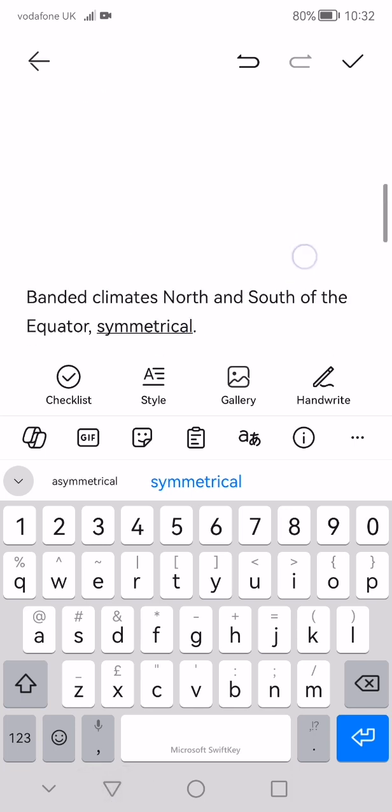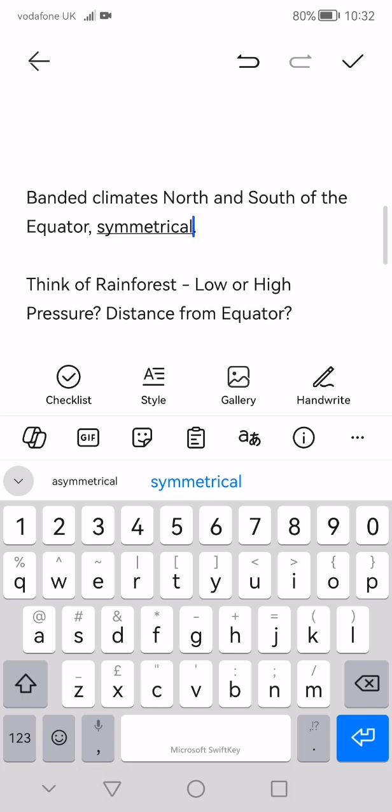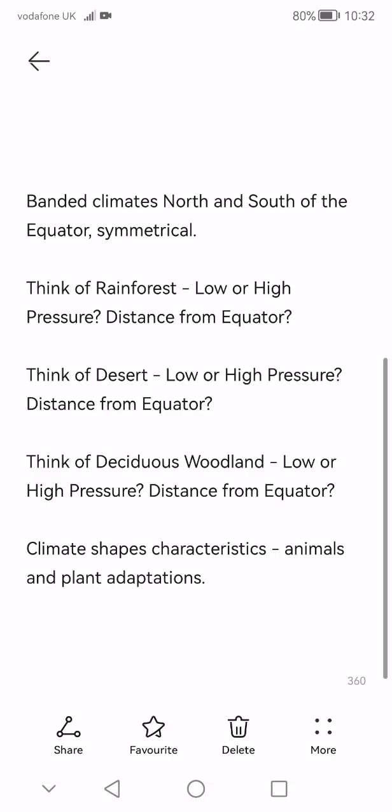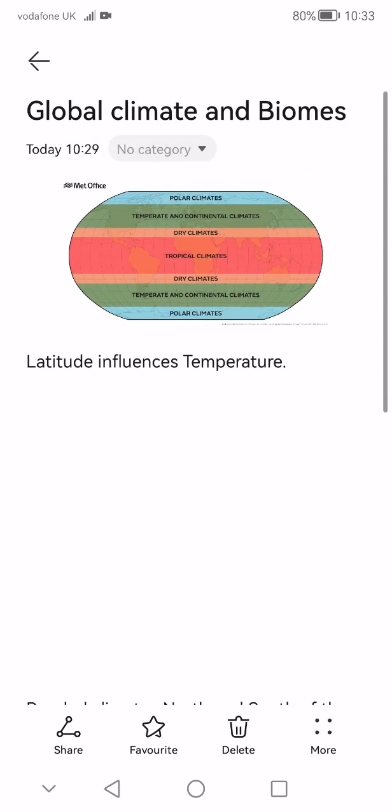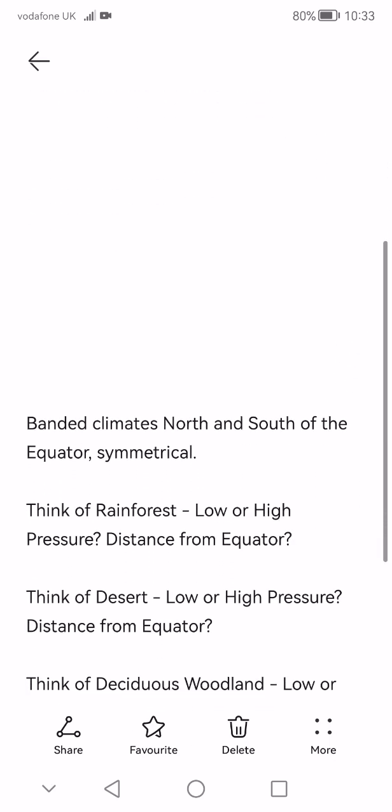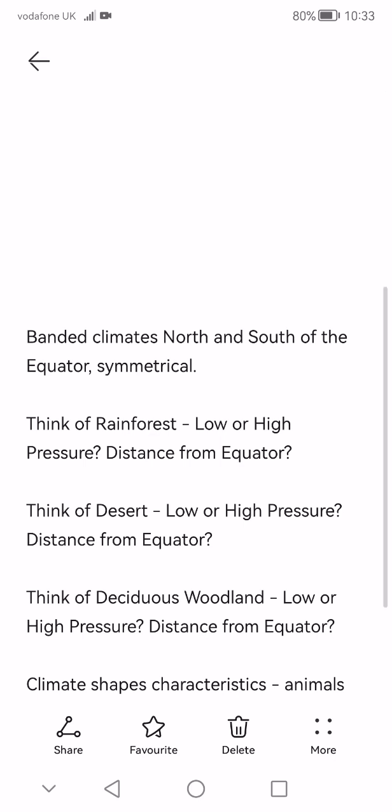That's quite key. Also, think of the rainforest then. In living world, that is your first biome that we're going to be looking at, the rainforest. Is it low or high pressure? Well, let's go back to our work in terms of natural hazards. Low pressure is lousy weather, rainy, stormy, cloudy, whereas high pressure is happy weather, clear, dry, calm, no wind, or very, very little wind. So which of those do you think sounds more applicable to rainforest?